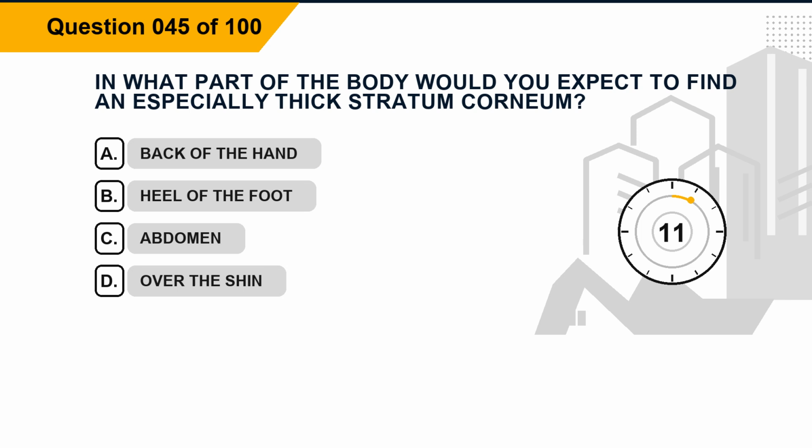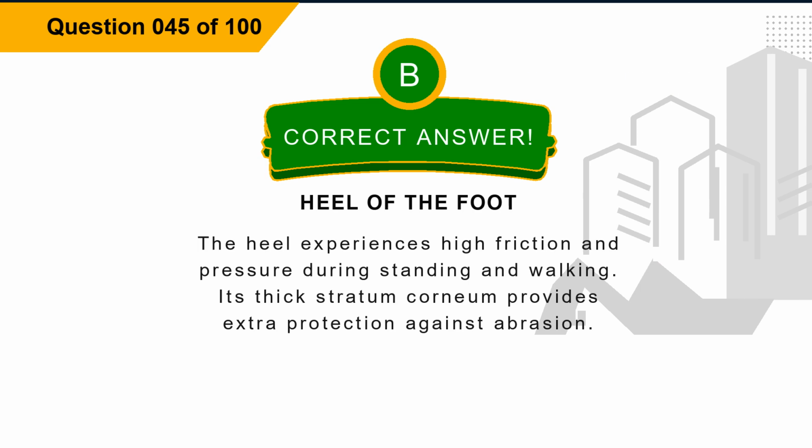Question 45. In what part of the body would you expect to find an especially thick stratum corneum? Option A, back of the hand. Option B, heel of the foot. Option C, abdomen. Option D, over the shin. The correct answer is option B, heel of the foot. Explanation. The heel experiences high friction and pressure during standing and walking. Its thick stratum corneum provides extra protection against abrasion.